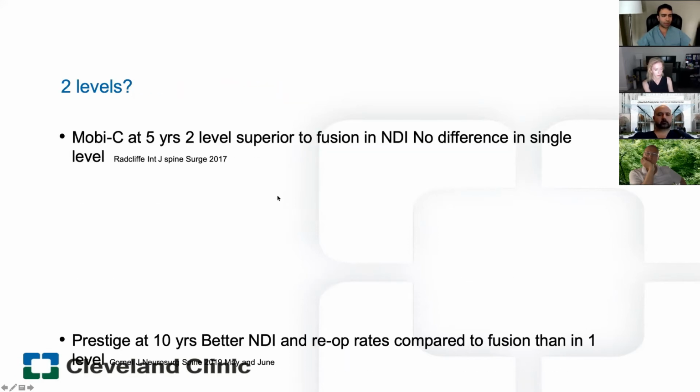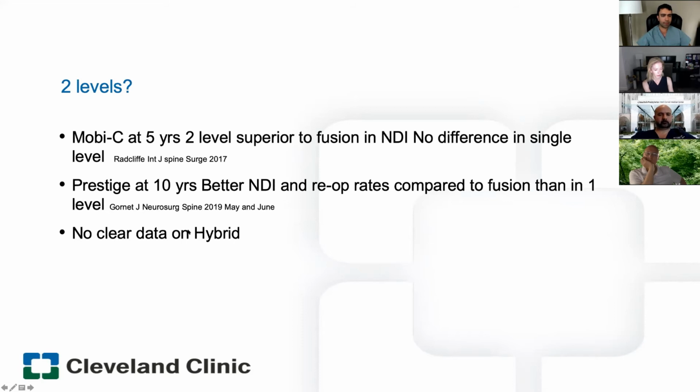And with 2 levels, we did have the Mobic data, which was at 5 years. I believe they're coming out with 10-year data pretty soon. That showed that it was potentially superior to fusion in neck disability index, but there was no difference at a single level. So how much you want to rest your hat on this data is up to the surgeon.